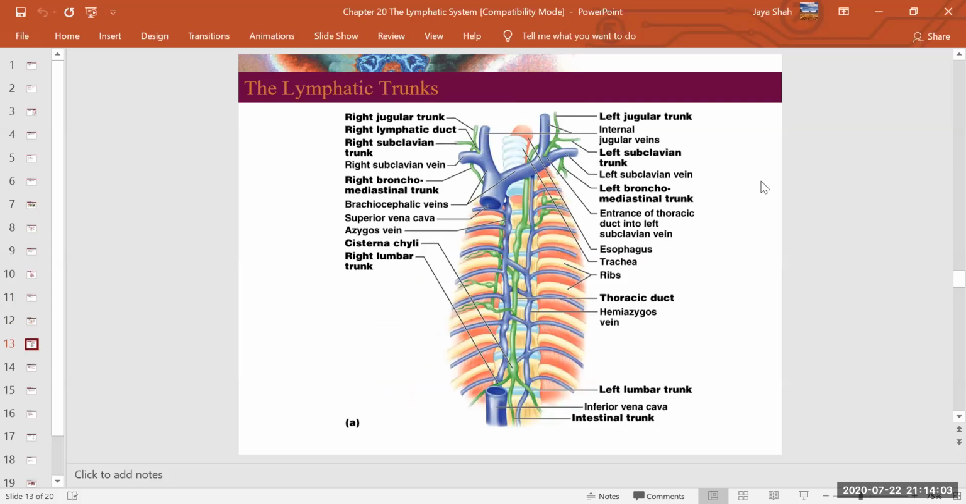The trunks in highlighted form, you can see on the right side there is a trunk. There are 5 trunks on the right side and the left side, and there is only one trunk which is unpaired, and that is the intestinal trunk here. Okay, this intestinal trunk is unpaired. Otherwise, all the trunks, like left and right lumbar trunk, and then right bronchomediastinal trunk, right subclavian trunk, right jugular trunk, and the same thing on the left side. Okay, these all join the ducts.